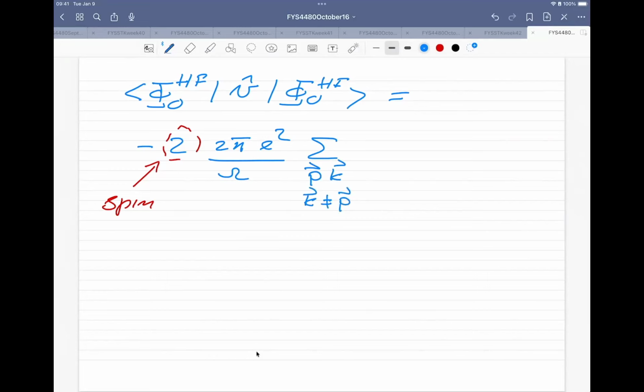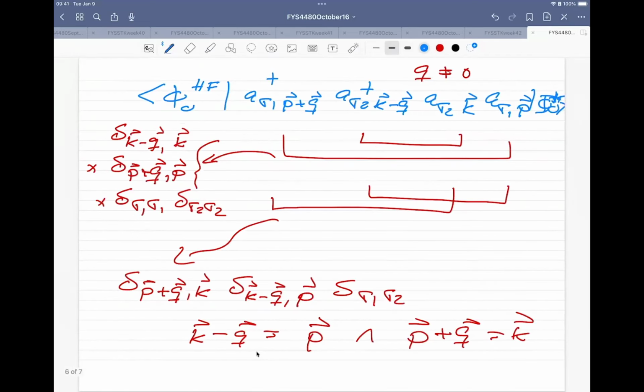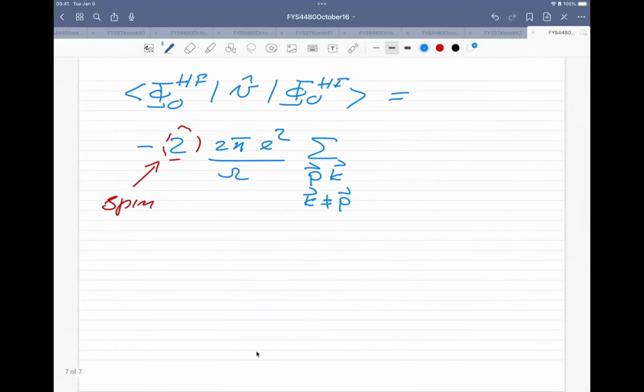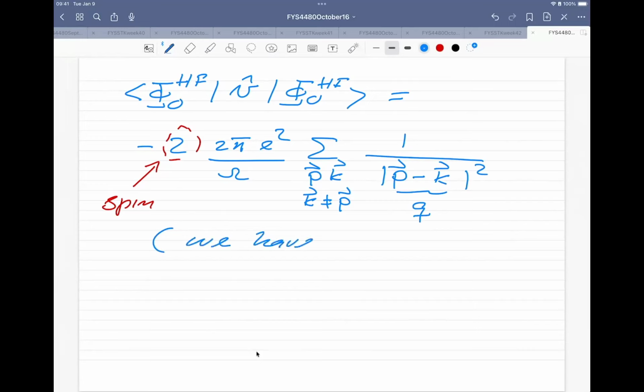They have to be different because in the equations which we had here, we said that Q is different from 0. So K cannot be equal to P. Sorry. And then I'm going to get a term which goes like 1 divided by P minus Q squared. And this is actually the term Q squared, which we had before. And we have taken the limit, mu goes to 0.